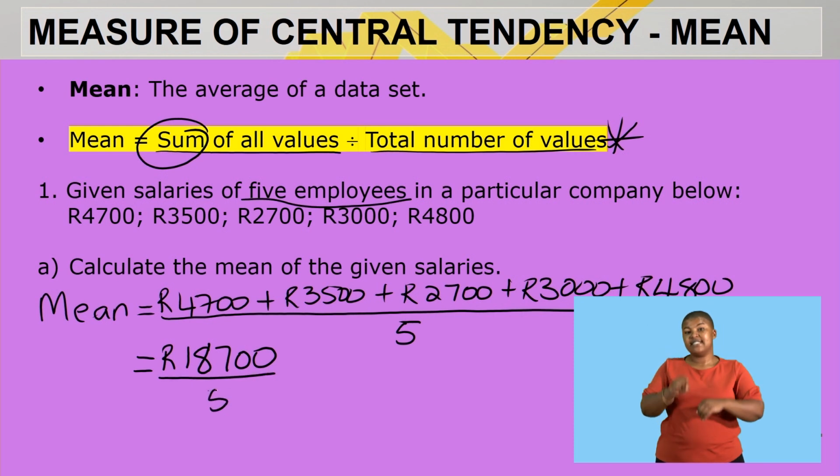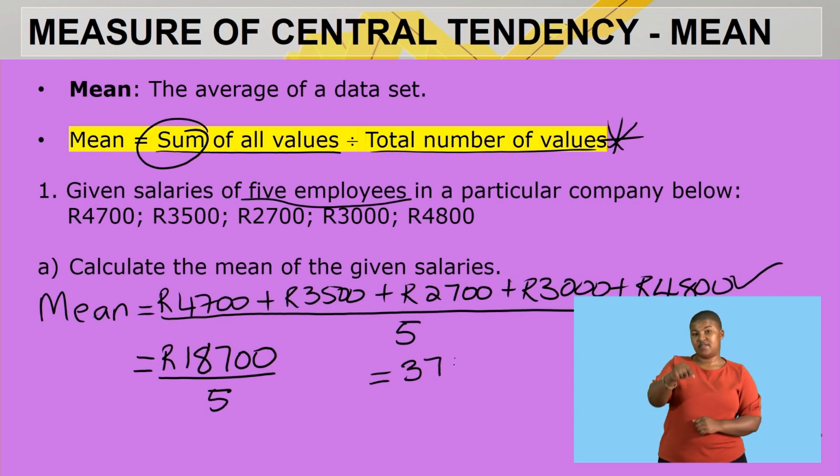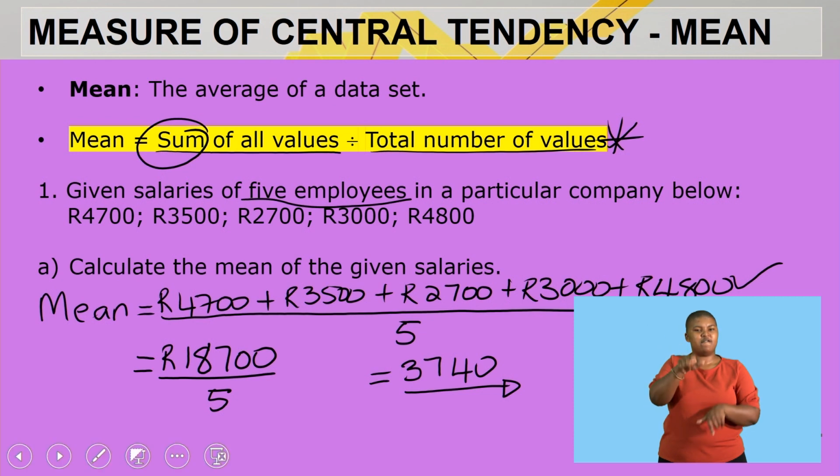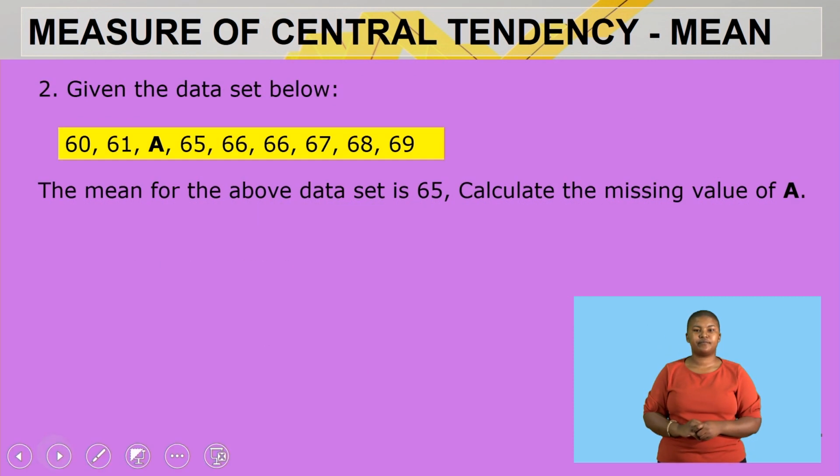Divide by 5, because we have started by working out your sum. Now, 18,700 divided by 5 will give you, with your calculations, 3,740. So this is the mean or the average salary for these 5 employees. Now, let us go to the second example on mean.